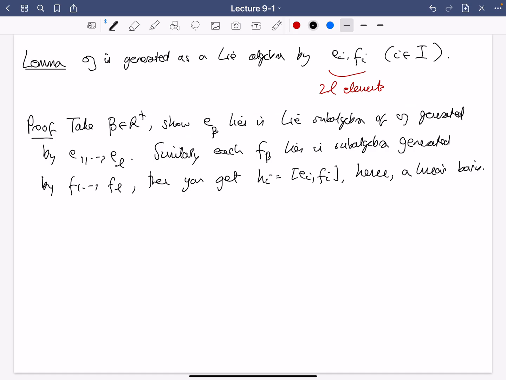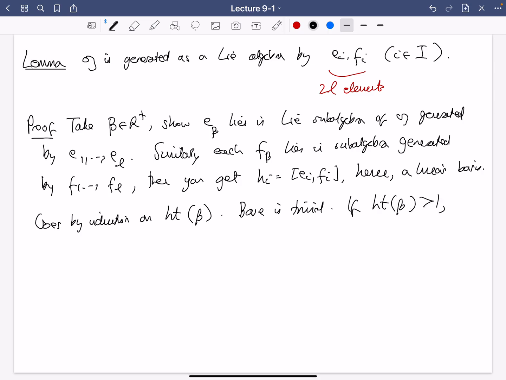So this goes by induction on the height of beta. Remember, the height of beta is a sum of simple roots. The height was how many simple roots you needed. If it's height 1, then beta is one of the alpha i's, and you have EI already. So there's nothing to do in the base case. And then if height of beta is bigger than 1, well, then you can use one of those lemmas in chapter 3. I think it was lemma 4.